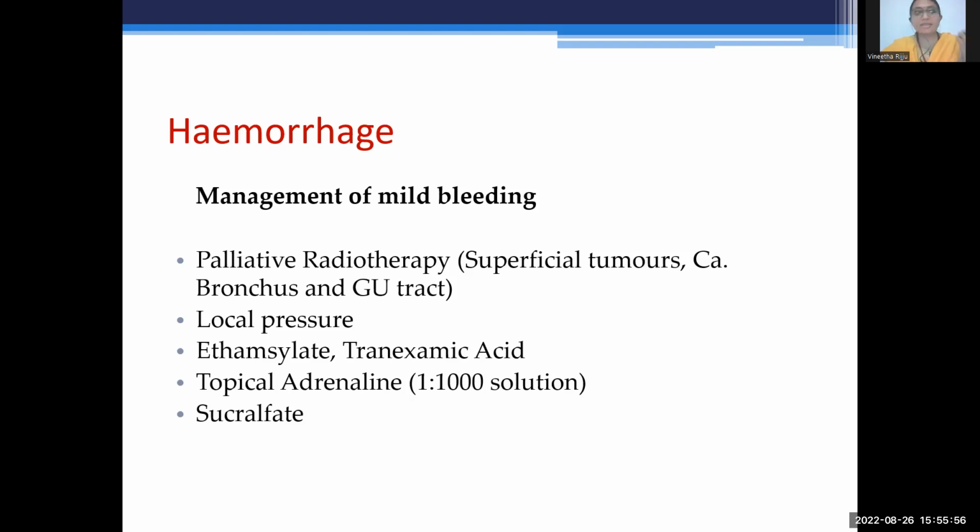So ethamsylate, as much as it is used orally and parenterally, can also be applied locally. If you have tablets with you, you can just crush them and put them on the ulcer bed and give a nice pressure on it. Or you can break an ampule, put it on a surgical pad and press the pad down with pressure onto the ulcer bed. And again, topical adrenaline and sucralfate are also used in a similar manner for local application. Sucralfate is also given orally for gastric bleeds.